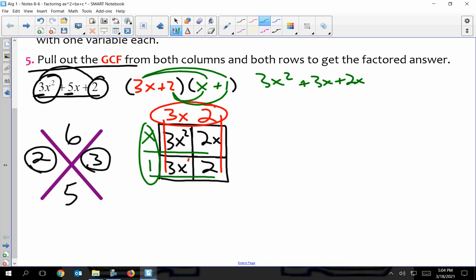And 2 times 1 is 2. So I can put those together: 3x squared plus 5x plus 2. And that's what you started with. Okay? So X box, you know how to do the X. You did it before. Adding a little bit of stuff.